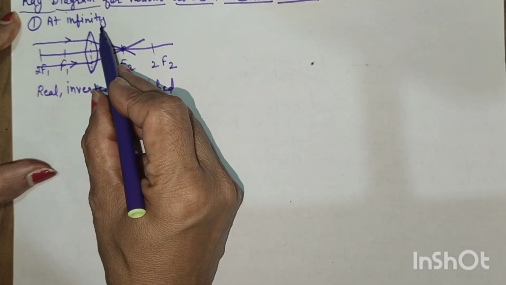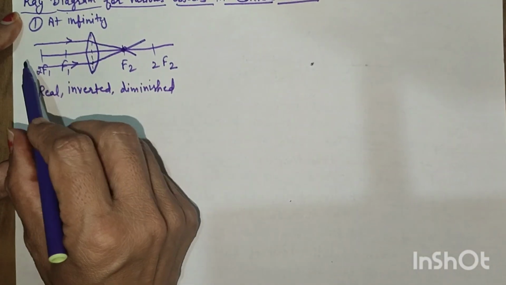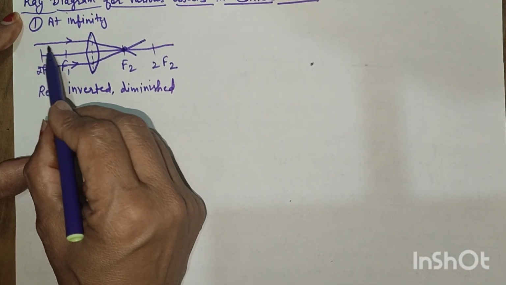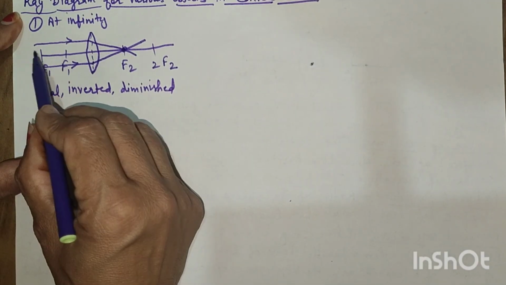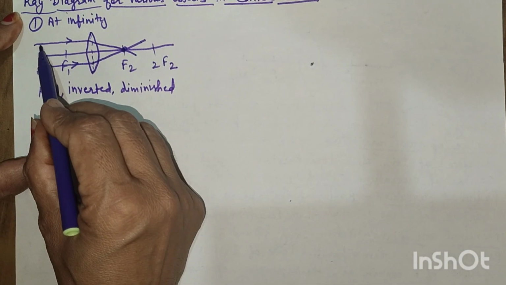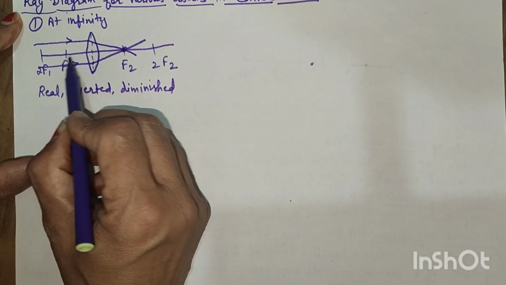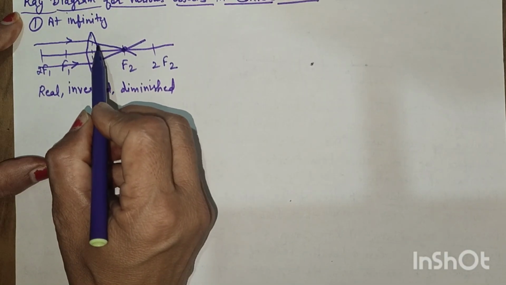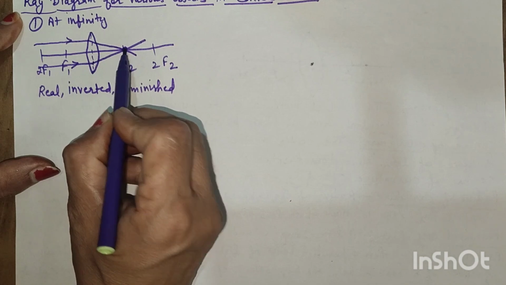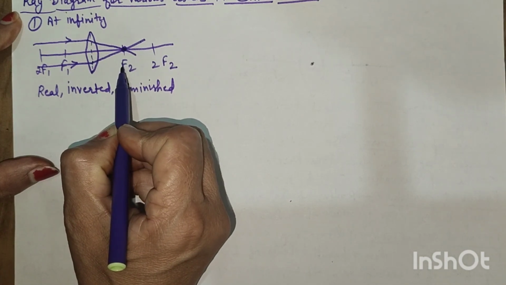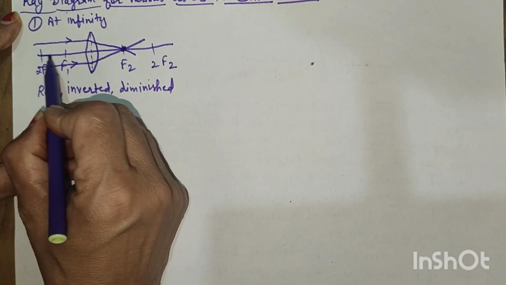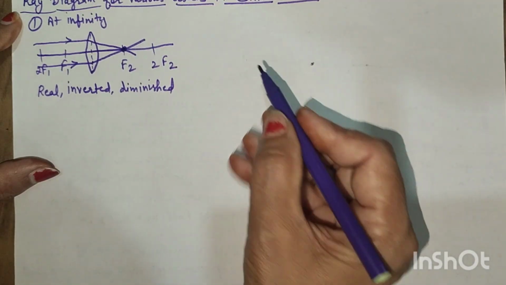When the object is at infinity, according to the first rule, rays come parallel to the principal axis, and after refraction pass through a point that is called the focus, and the ray passing through the optical center goes undeviated.